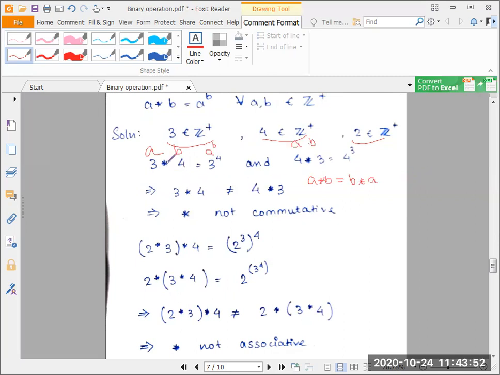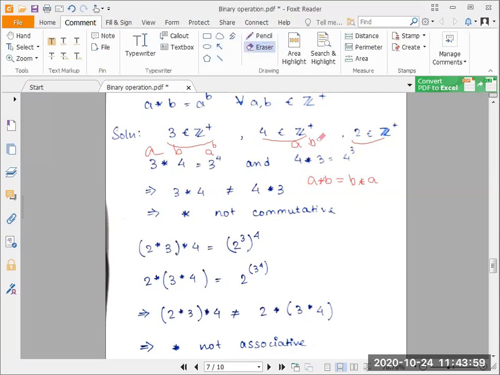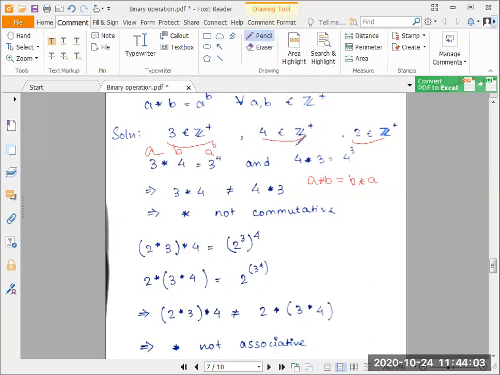Now here, of course, you can see that a star b is not the same as b star a. So here, instead of writing b star a, let me just write b a, so that way we'll be able to prove the commutative law in a more systematic form. So at the beginning of the sum, I have defined that a is 3 and b is 4.